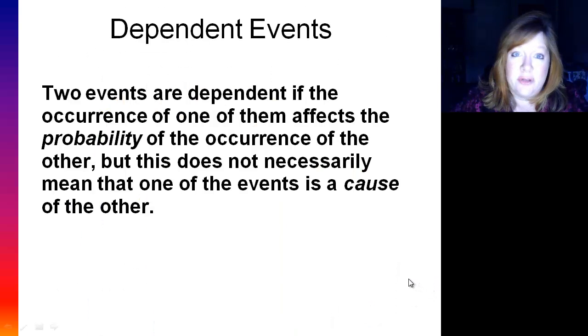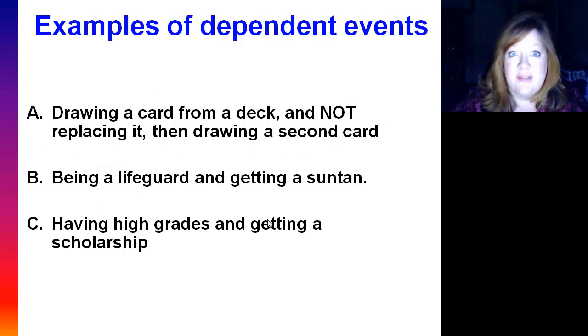Dependent events are basically events that are not independent. Two events are dependent if the occurrence of one of them affects the probability of the occurrence of the other. This does not necessarily mean that one of the events is a cause of the other. So that's all I have to say about that.